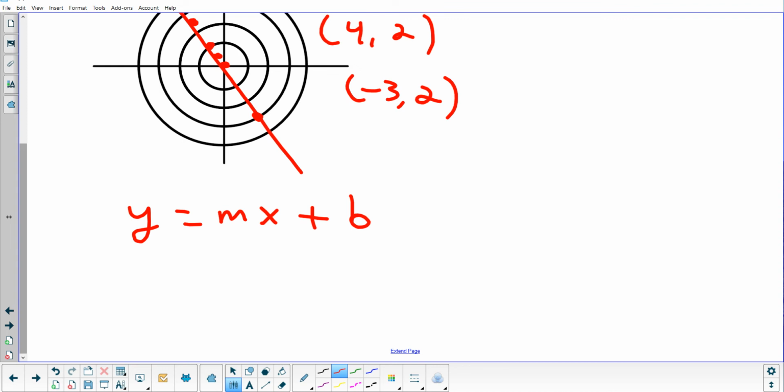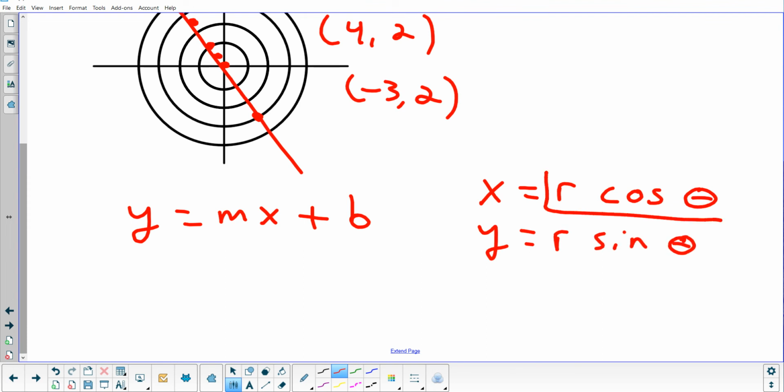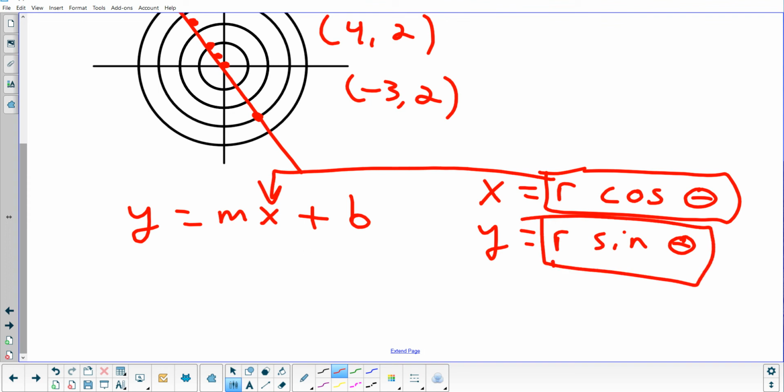Now, yesterday we had a formula for x and y to convert them into polar. What was our formula for x? r cosine theta. And what was the formula for y? r sine theta. So let's take that, put it in there. Take that, put it in there.